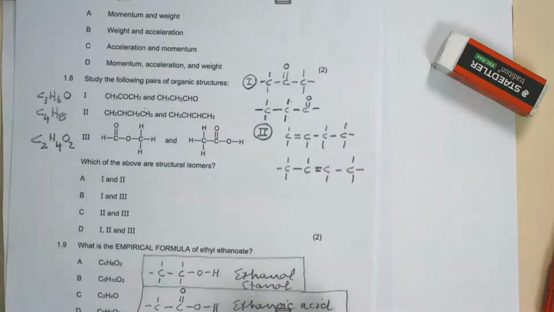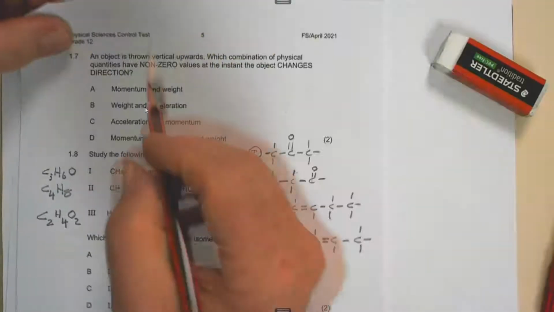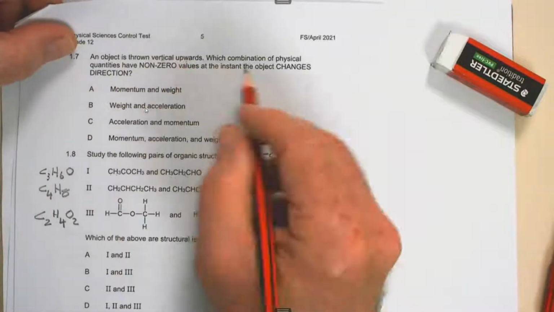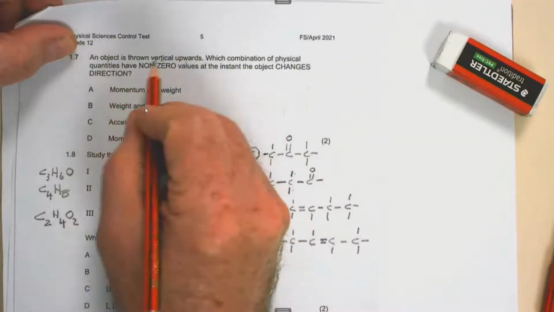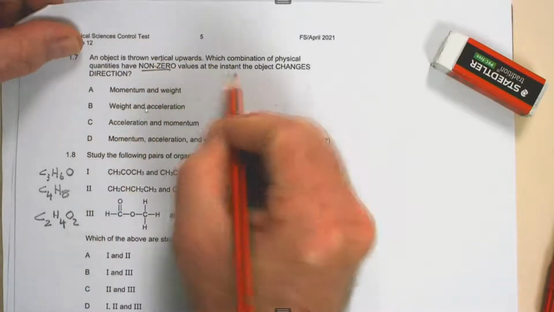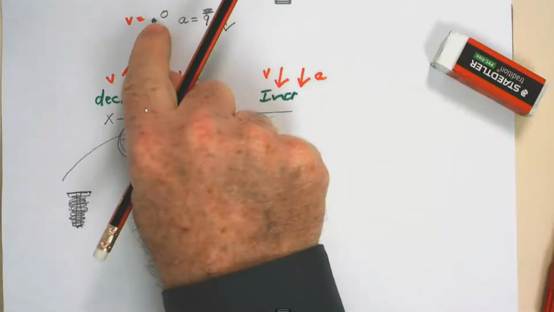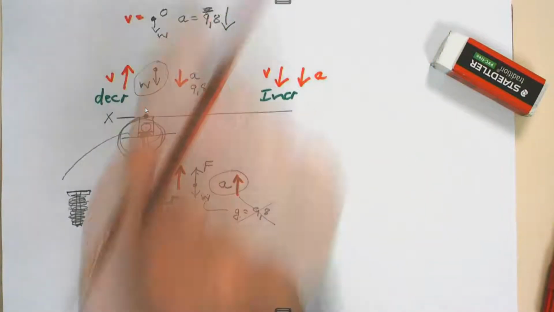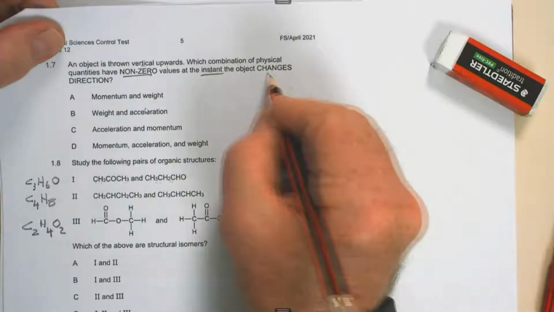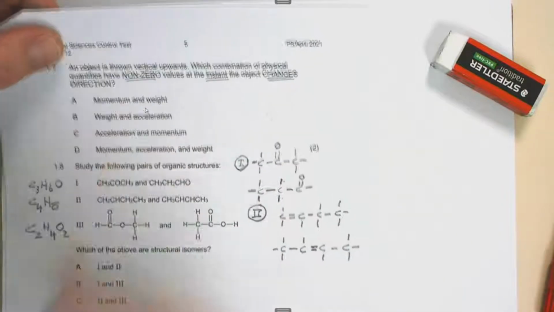Now on this, let's jump quickly to number 1.7. An object is thrown vertically upwards. Which combination of physical quantities have non-zero values? At the instant, remember, it is just for a moment that it sits still there and then comes back, at the instant when the object changes direction. Now let's look at these things.